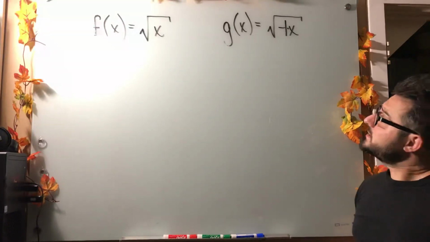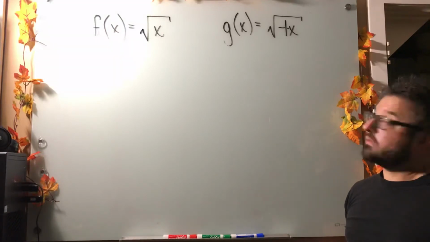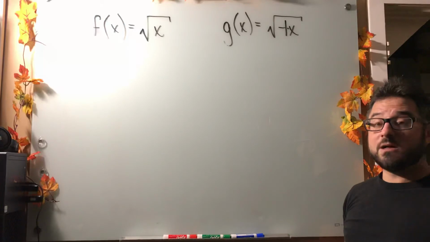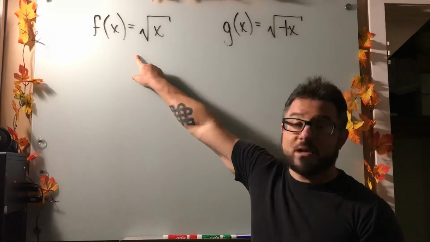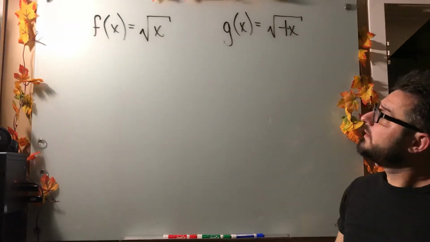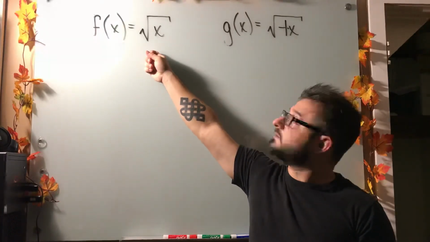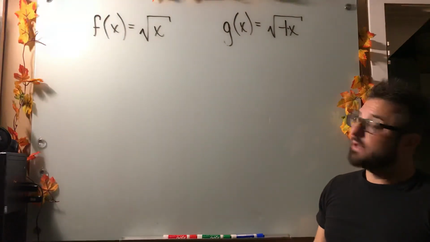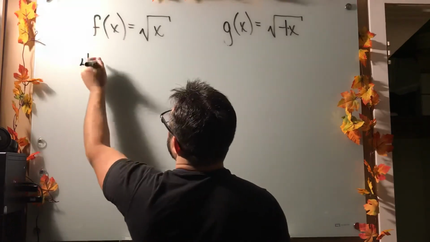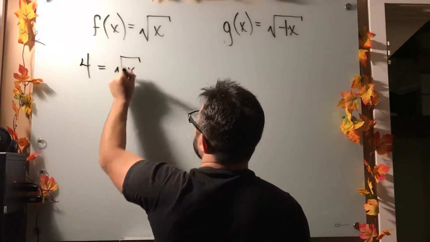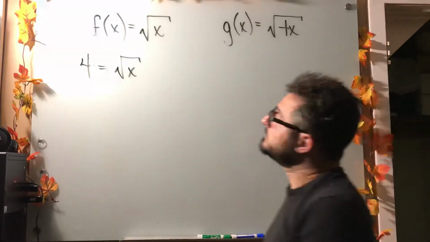So let's work with this in the same way we did with the horizontal shift. Let's recognize first of all that if this is a horizontal transformation, it has no effect on the y-coordinates whatsoever. And that means we should start with the same y value in each. Now, the range of this function is 0 to infinity, including the 0. So we can pick any non-negative output value that we want. So I'm going to choose 4. And we need to solve for x.